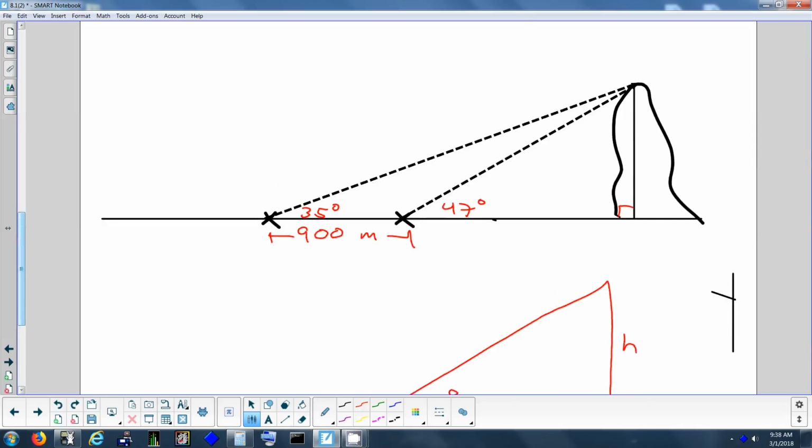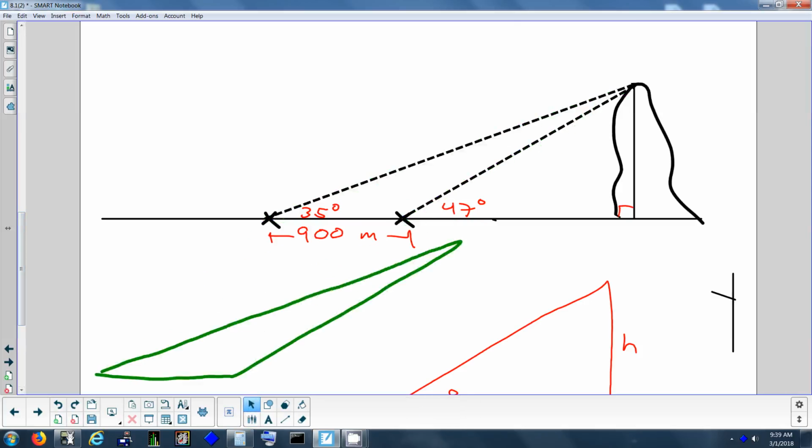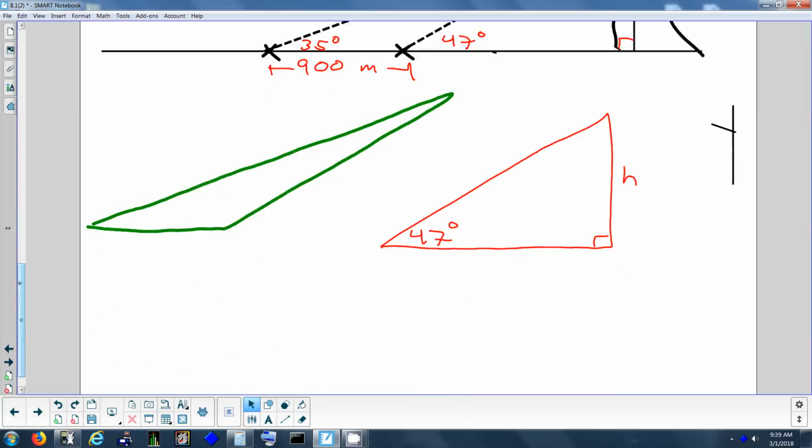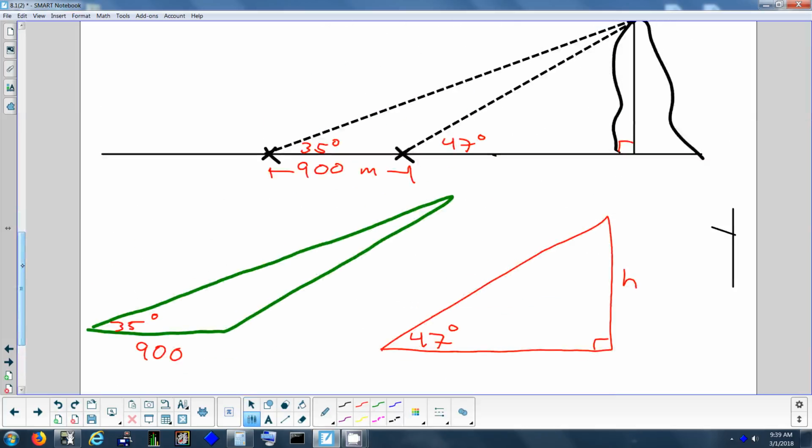Does anybody see another way that I could draw a triangle that I have more information about, or I can find information based on what's given? Yep, the one between the two sight lines is 900 meters. Let's make that one green. So the green triangle, we know a little bit more about. Just make a copy of that down here. We know that this angle is 35. This side is 900. And what else can I find, even though it's not labeled?